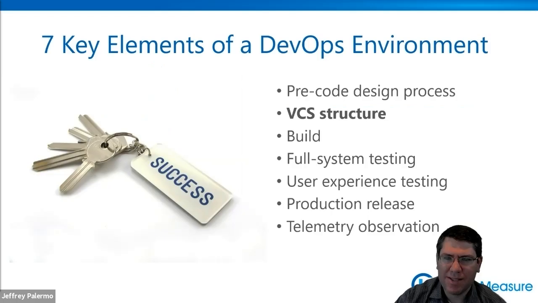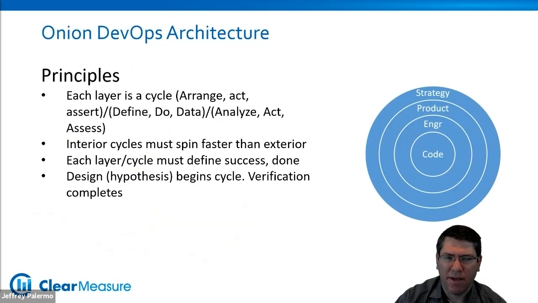All right, so let's get into our agenda. The 7 key elements of a DevOps environment is our webinar series. And we have already gone through the pre-code design process and the VCS structure. That is done and that is behind us, okay? And we are progressing. I introduced Onion DevOps architecture to you and the principles.